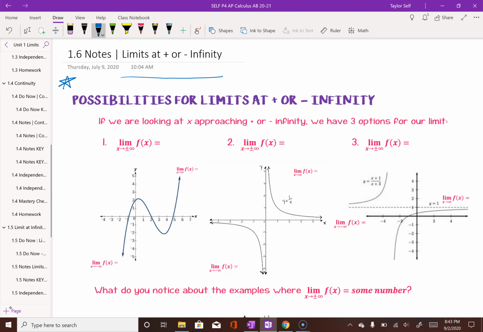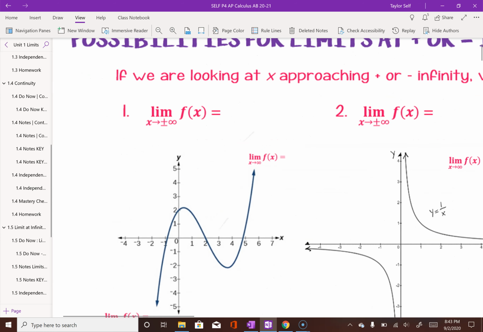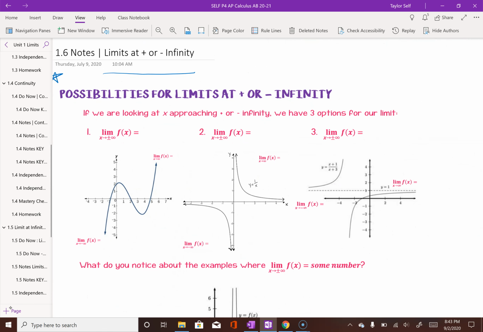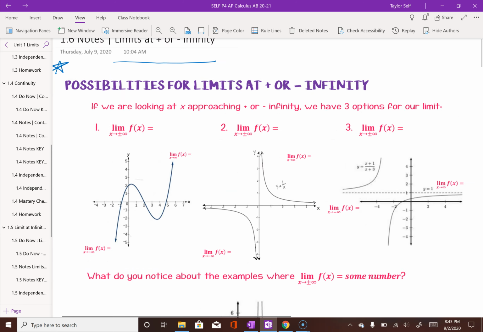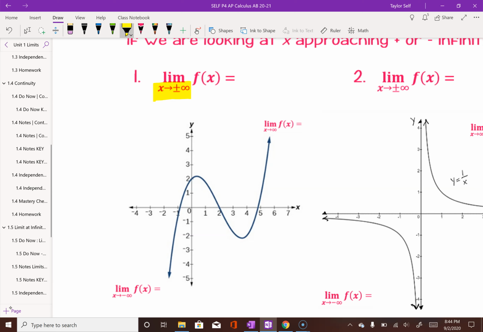Okay, and then we're going to look through 3 possibilities for limits at plus or minus infinity before we get started with our notes. You do not have to draw these, but it might be worth drawing, honestly. I would encourage you all to draw these. So really quick, if we're looking at x approaching positive or negative infinity, we have 3 options for our limit.